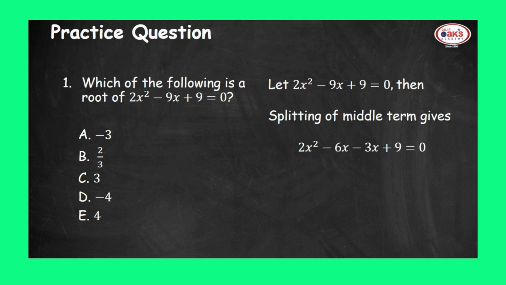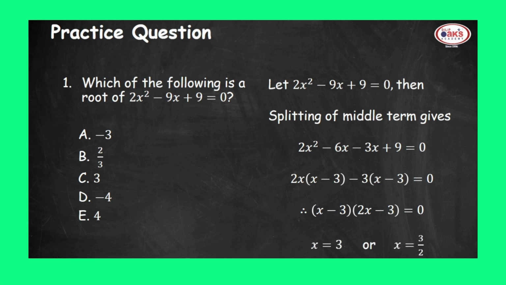And this leads to 2x taken outside, inside the bracket x minus 3, minus 3 taken common, inside the bracket x minus 3, entire equation equated with 0. Again taking x minus 3 bracket common, we get x minus 3 in the first bracket, 2x minus 3 in the second, equal to 0, which leads to the solution x equal to 3 or another solution x equal to 3 by 2. However, from the options we can make out that only x equal to 3 is present. Hence, we will mark option C to conclude this question successfully.